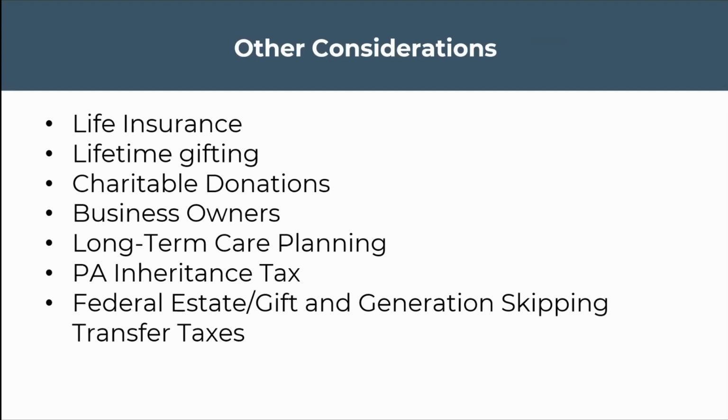Very few people understand this, but they do sunset after 7 years. So it is going to roll back to pre-2017 levels, obviously adjusted for inflation. We expect that will be somewhere between $6 and $7 million per person. But that means that you can give away and/or die with, or some combination thereof, right now $13.61 million without having to pay a penny in federal estate tax. But every dollar over that is taxed at 40%.